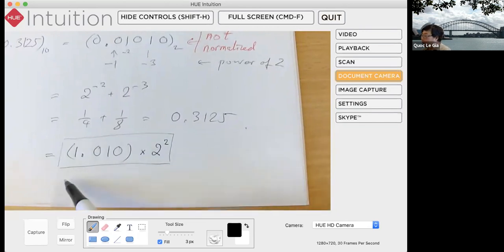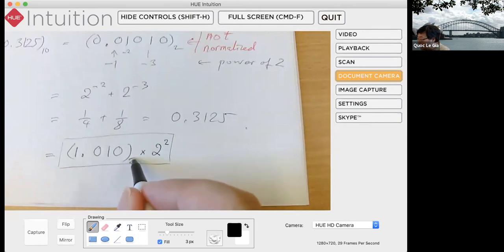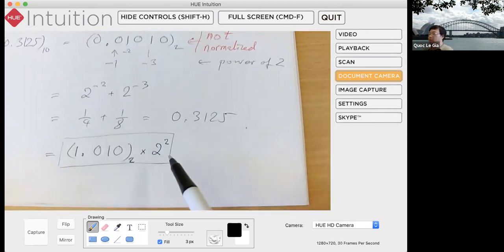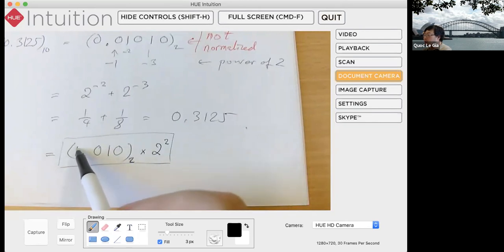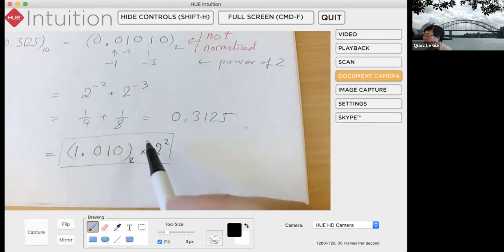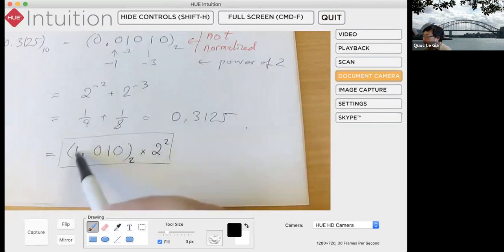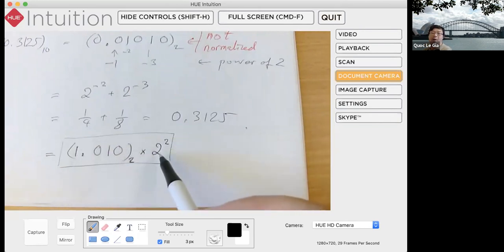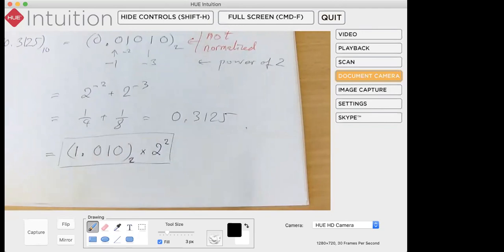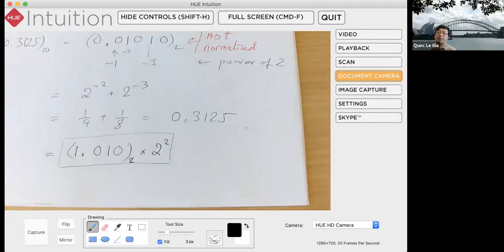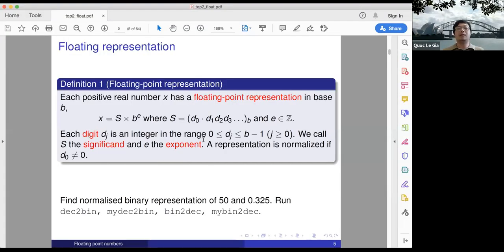Okay, so you have some digits, you have some binary. So this one is a binary form. You see the first digit is 1, and then you have some numbers here, and you have some power here. So this is the base. Okay. So in general, we can define a normal form, which is like this.